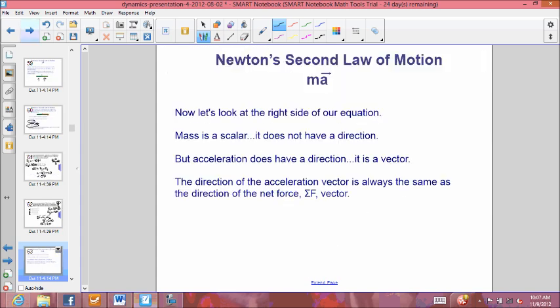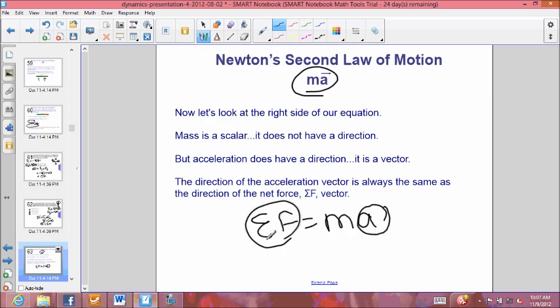Now, Newton's second law of motion. We need to look at the right side of the equation, our MA. Mass is a scalar, so it doesn't have a direction. You just have that mass, it doesn't change. And acceleration does have a direction, it is a vector. The direction of the acceleration vector is always the same as the direction of the net force. So if you think about sigma F equals ma, whatever direction the acceleration has is going to be the same as sigma F, because mass doesn't have a direction, so it's not going to change anything.